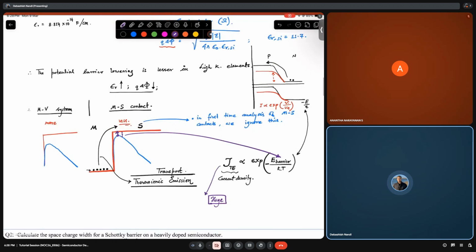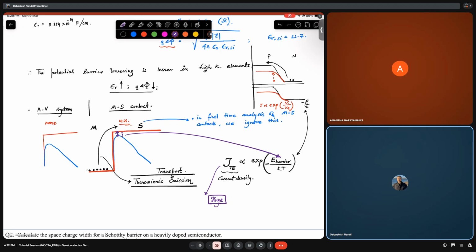So we have said that in case of vacuum, the barrier lowering is more. But in case of metal semiconductors, the barrier lowering is lesser. However, it becomes important when we consider the transport in these MS kinds of contacts, because thermionic emission, the primary mode of transport, is exponentially dependent on that energy barrier. If that barrier is reduced by, let's say, 0.1 electron volt, my transport exponentially increases. You understand what I mean?